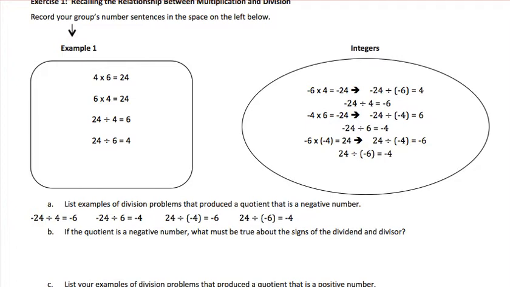From our list of the examples of the division problems that produced a quotient that is a negative number, remember a quotient is the answer to a division problem, we can then answer question B. If the quotient is a negative number, what must be true about the signs of the dividend and divisor? Dividend being the first number, the number you're dividing, divisor being the second number. When we look at the 2 numbers, we find negative, positive, negative, positive, positive, negative, positive, negative. So we can conclude that the signs of the dividend and divisor are not the same. They must be opposite.